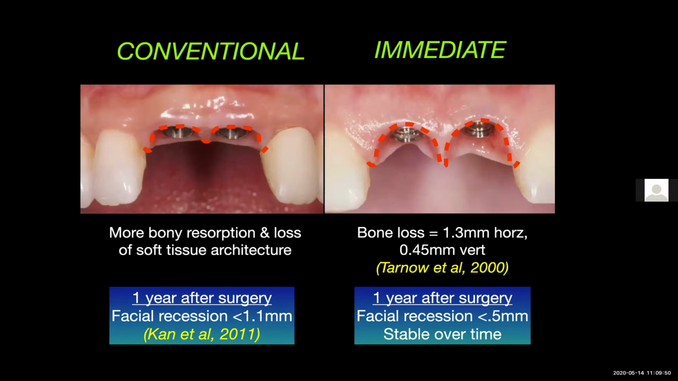Also, for the immediate implant group, Kan showed less than 0.5 millimeters of facial gingival recession 1 year after implant surgery. And after that initial first year of recession, the peri-implant tissue level remained stable over time. So to reiterate the importance of this slide, in the case of conventional placement, the surgical site already experienced significant bone resorption and loss of soft tissue architecture. In contrast, when the implant is placed immediately after the extraction, the presence of the implant as well as the immediate provisional helps minimize the bone resorption and soft tissue recession, as well as keeping the free gingival tissue stable over time.